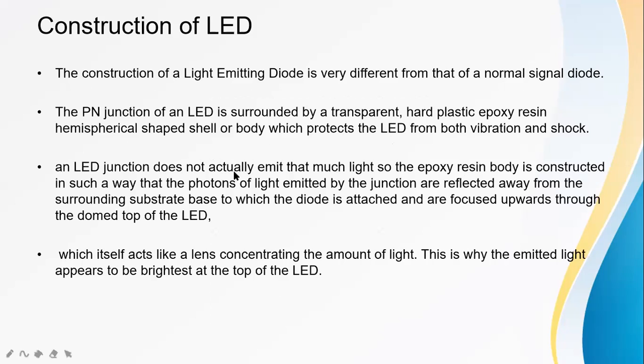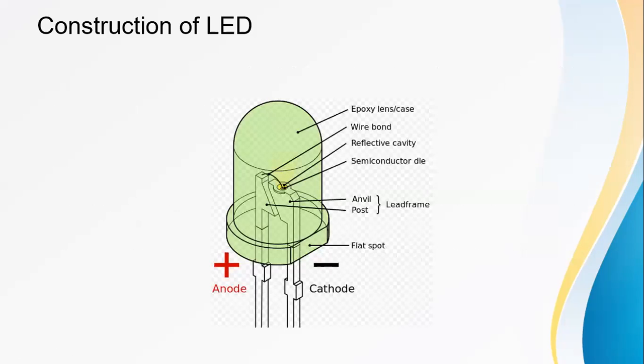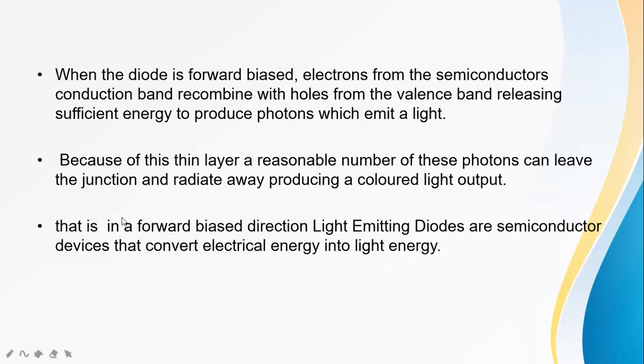An LED junction does not actually emit that much light. So the epoxy resin body is constructed in such a way that the photons of light emitted by the junction are reflected away from the surrounding substrate base to which the diode is attached. Whenever the photon energy is not efficient enough to emit light in all directions, this reflective material is used to reflect the light in all directions.